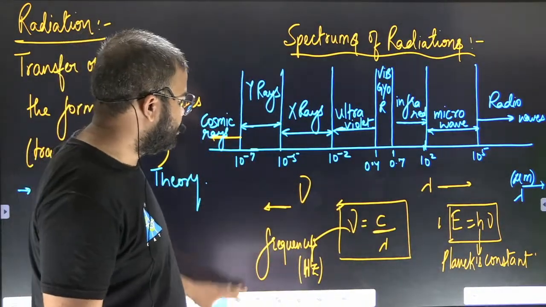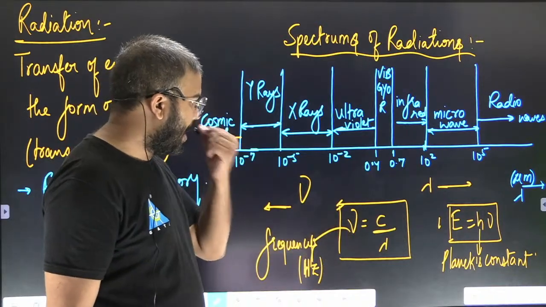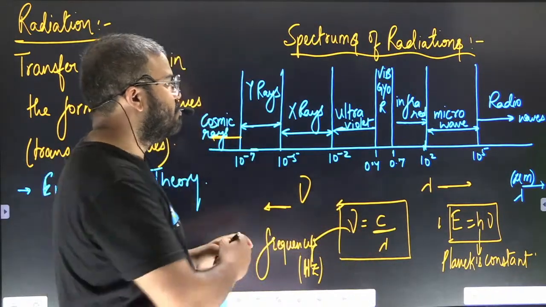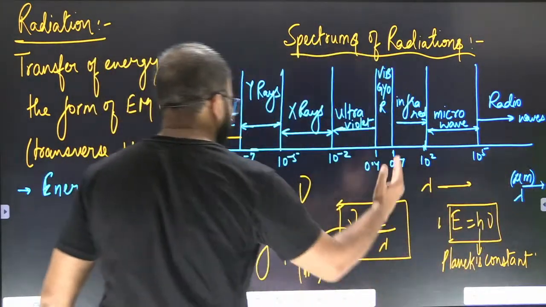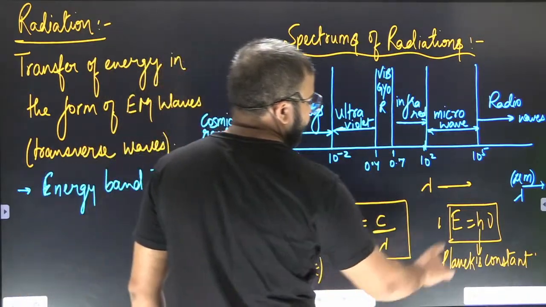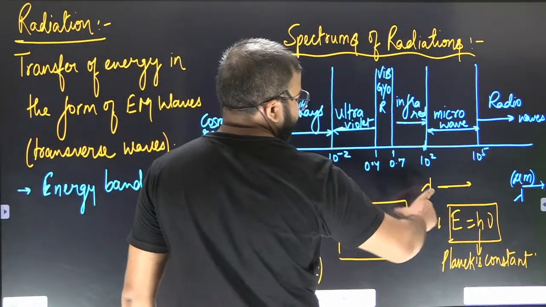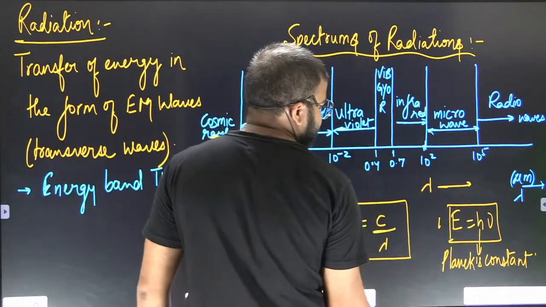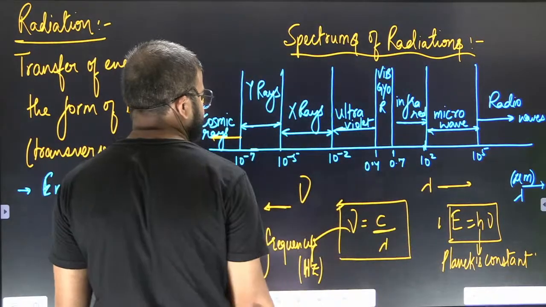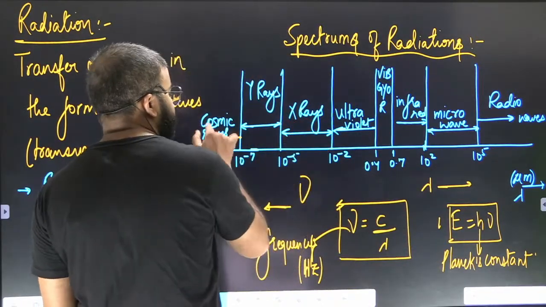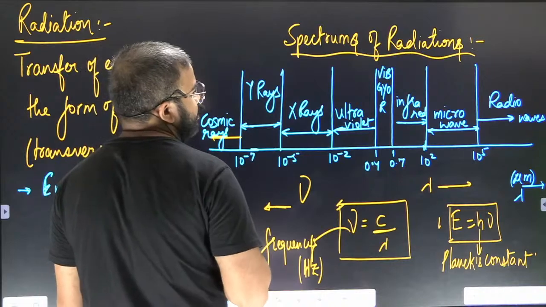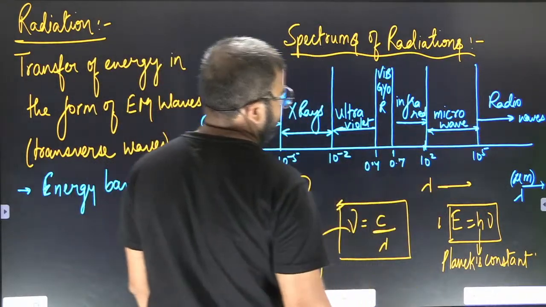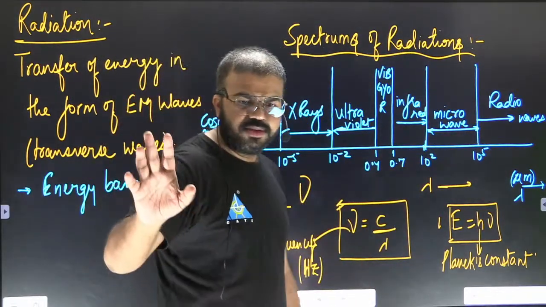This, my dear students, frequency, they are inversely related. Hence, wavelength increases, frequency decreases, and frequency increases, wavelength decreases. E equals h nu, Planck's constant. Means cosmic rays have the highest energy and the other end has the least energy. Yes or no?